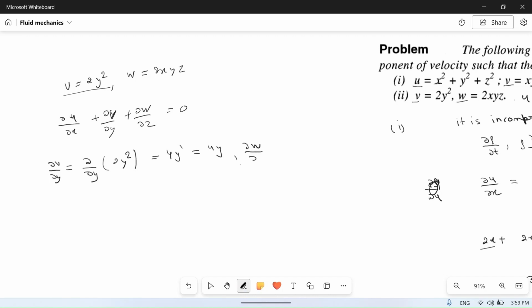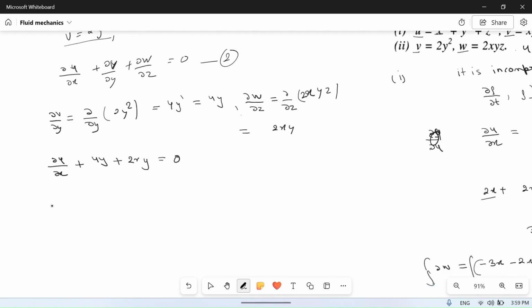∂w/∂z is ∂/∂z of 2xyz, so it will become 2xy. Now if we put the values here in equation number 2, then what will we get? ∂u/∂x plus ∂v/∂y is 4y plus ∂w/∂z is 2xy is equal to 0. So we will get ∂u/∂x is equal to minus 4y minus 2xy. So we will get ∂u is equal to minus 4y minus 2xy into dx.